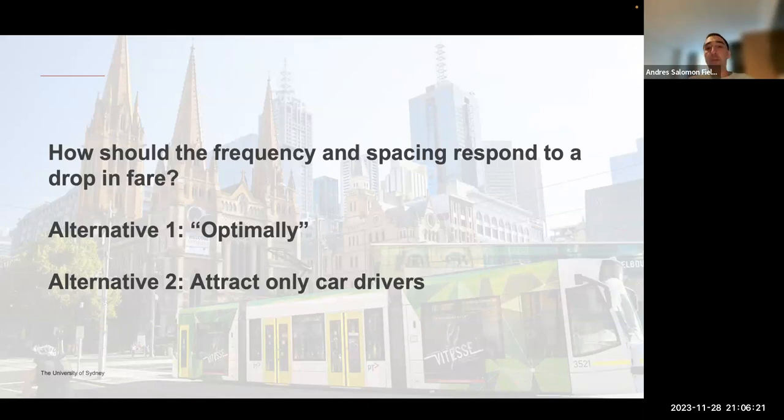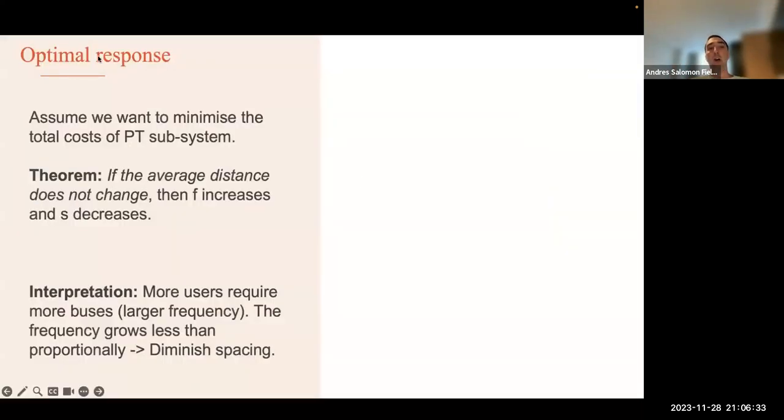But how should the frequency and spacing respond to a drop in fare? There are actually two alternatives, depending on what's our goal. So the first one is optimally, and the second one is attract only car drivers. So when we say optimally, basically we mean we want to minimize public transport costs, forgetting about the mode choice.